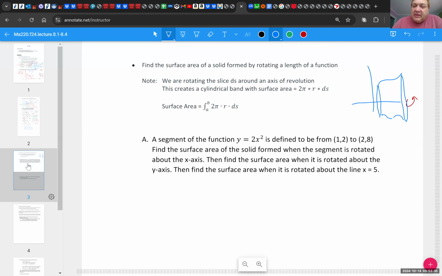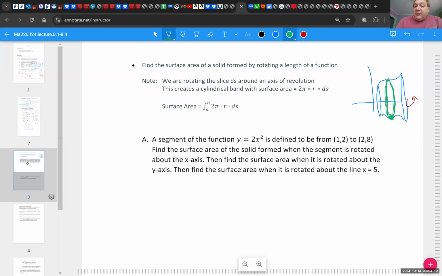And we're going to take a little slice, and we're going to rotate it around. And that gives us like a band, a cylindrical band. You can kind of make out my poorly drawn picture here. Hopefully that's close enough that you get the idea. We're going to find the surface area of that band, and then we're going to add up all the surface areas. So we're slicing the function, rotating it around, finding the surface area of that slice, adding all the slices together. So what is the surface area of a little cylindrical band?